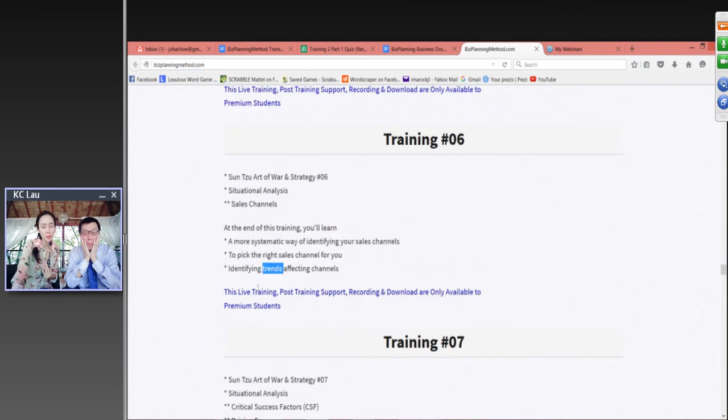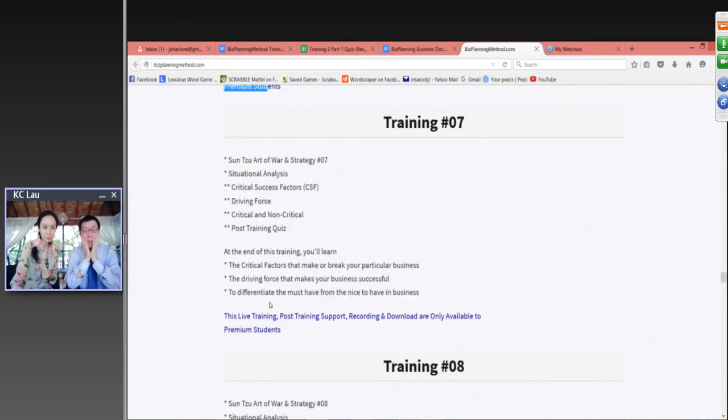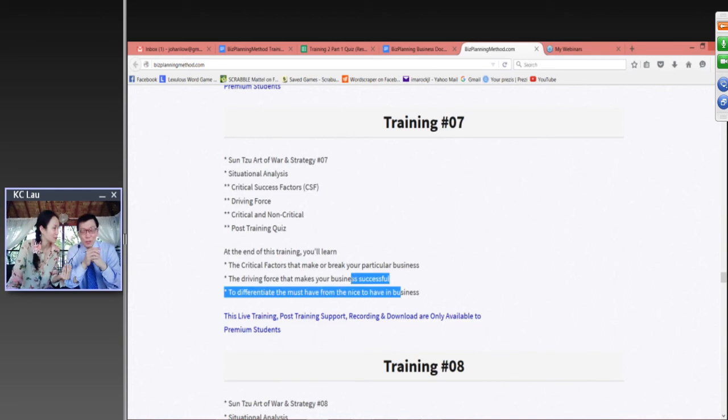Okay, so each training we will infuse Sun Tzu Art of War, and then we will also have a post-training quiz. This is our standard in our training. Training number 7 is about critical success factor and the driving force, to identify what is critical and non-critical. At the end of the training, you will learn the critical factor that will make or break your particular business, the driving force that makes your business successful, and to differentiate the must-have from the nice-to-have in business. Okay, anything to add on? No, I think you covered it fine.